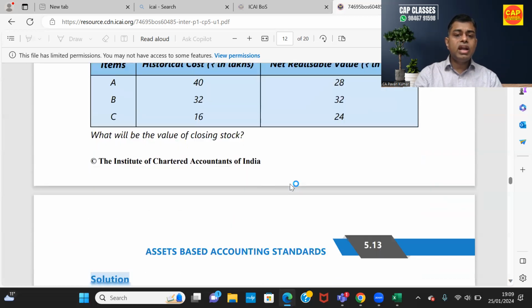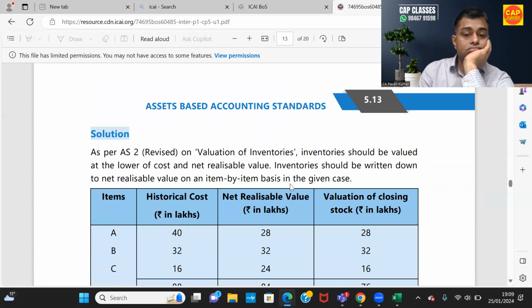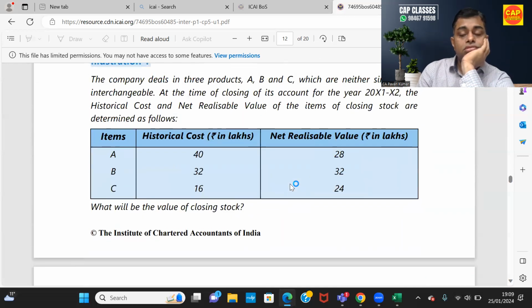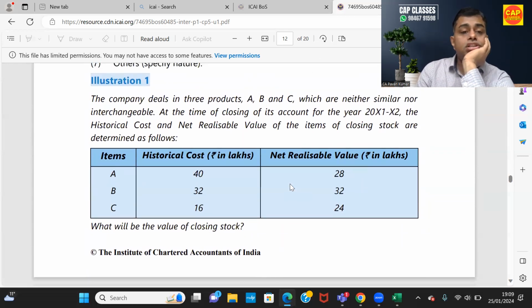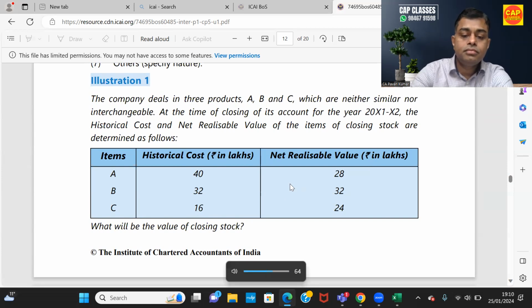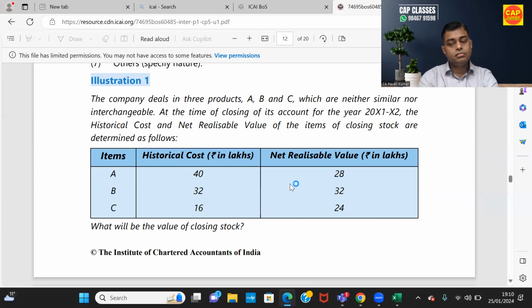Let us look at some problems. Now, can you read this question, Kalyani? We are doing question number 1. The company deals in three products, A, B, and C, which are neither similar nor interchangeable. At the time of closing of its accounts for the year 2021-22, the historical cost and net realizable value of the items of closing stock are determined as follows.